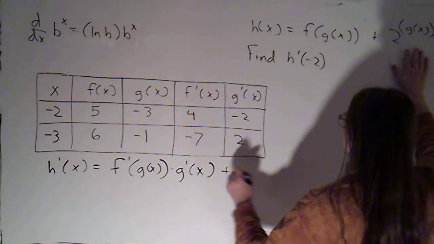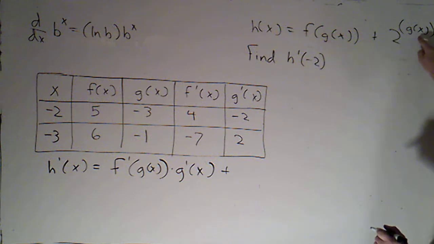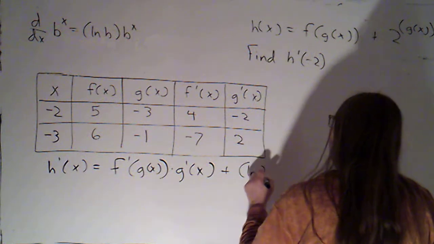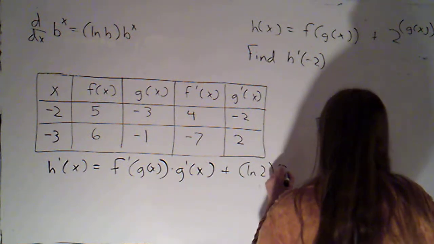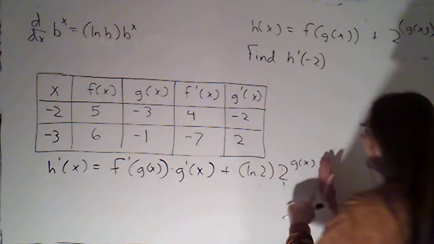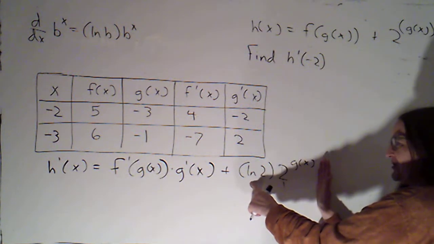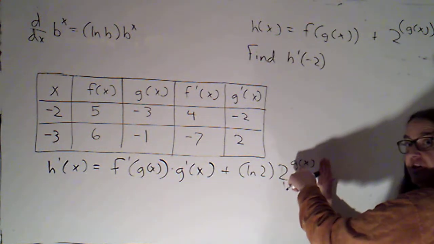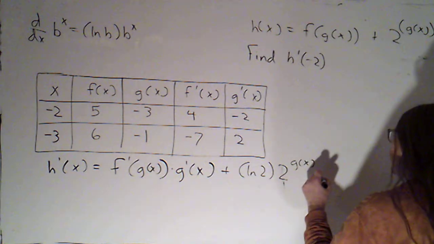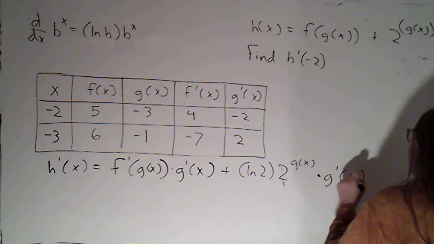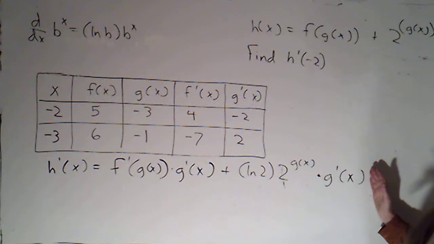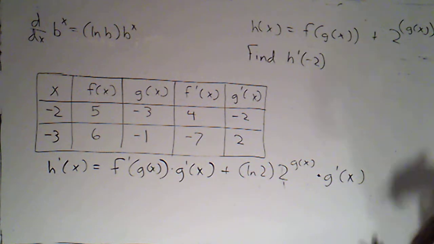Plus, now I'm taking the derivative of 2 to a power. So that's an exponential function. I know I'm getting a multiple of that same exponential function. And the multiple is just natural log of 2. So I get the natural log of 2 times the exponential function 2 to the g of x. Because that's a composition, I've got then chain rule times the derivative of that inside part, which is g prime of x. Okay, that's my formula for h prime of x.